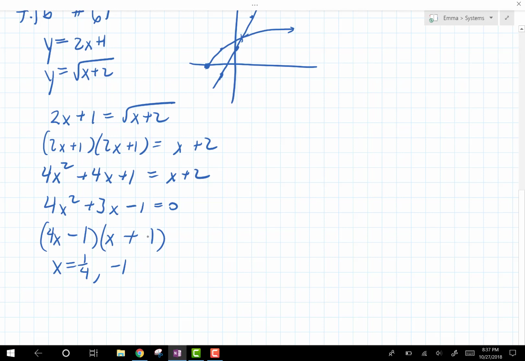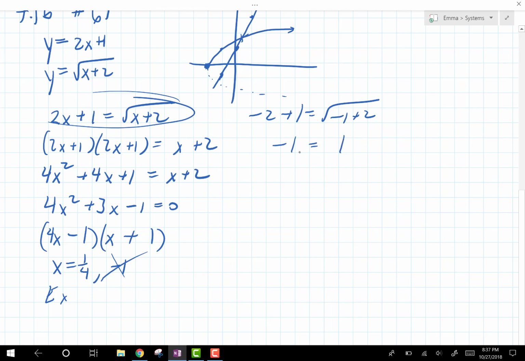negative 1. And then you look at your picture and like, wait a second, there's only one. The other one we're getting because of like that phantom half parabola, because when we squared both sides, you need to check. So we need to check for extraneous. That negative 1 is not going to work. When you plug it back in, you'd get negative 2 plus 1 equals the square root of negative 1 plus 2. So you're getting negative 1 equals 1, and you're like, no, it doesn't. So that one is out, but the 1/4 lives.